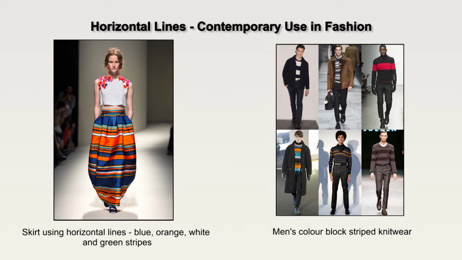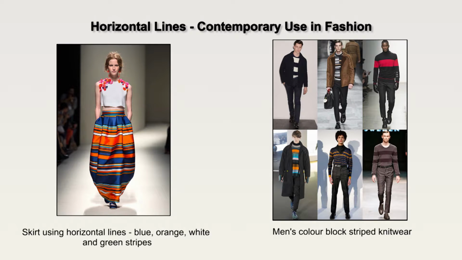We can see an attractive and beautiful balloon skirt using horizontal lines in blue, orange, white, and green. We will learn about the usage of colors in detail in another module. This picture on the right shows men's color blocked striped knitwear on the autumn winter menswear runways. Please take a moment to observe the different attire used in different ways.